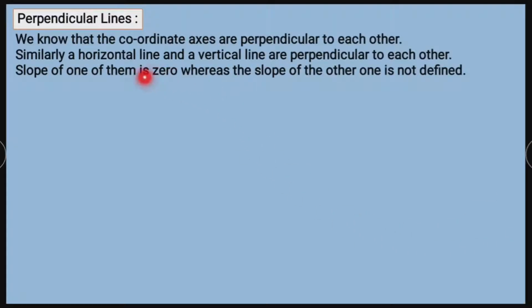Then perpendicular lines. We know that the coordinate axes are perpendicular to each other. Similarly, a horizontal line and a vertical line are perpendicular to each other. The slope of one of them is 0, whereas the slope of the other is not defined.